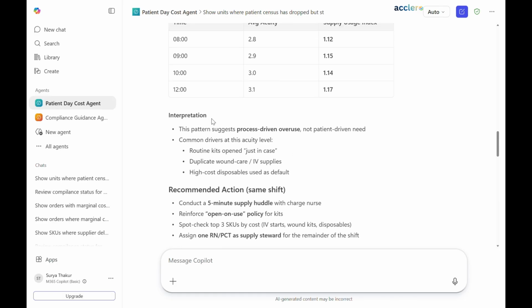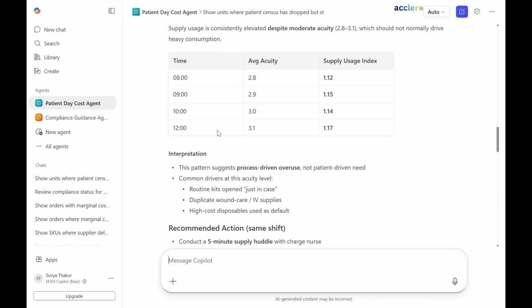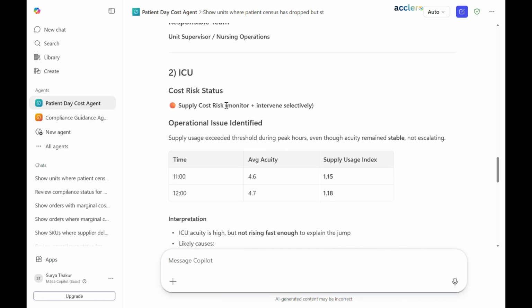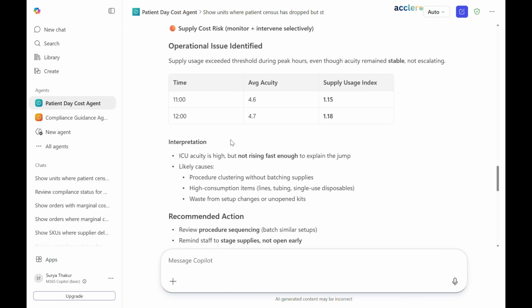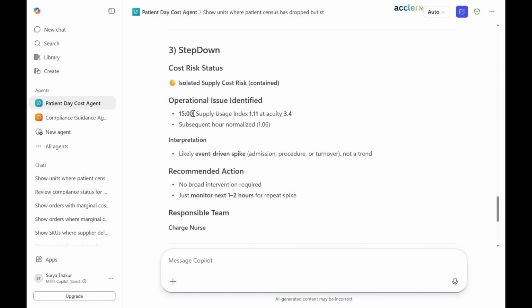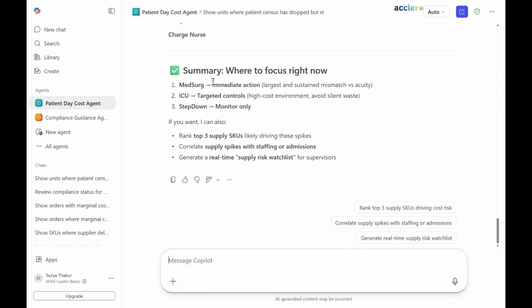Common drivers at this acuity level are routine kits opened just in case, duplicate wound care supply, and high cost disposables used as default. Also, it tells about ICU cost risk status based upon time, average acuity, supply usage index, and also step down cost risk status, and the summary of med-surg, ICU, and step down.